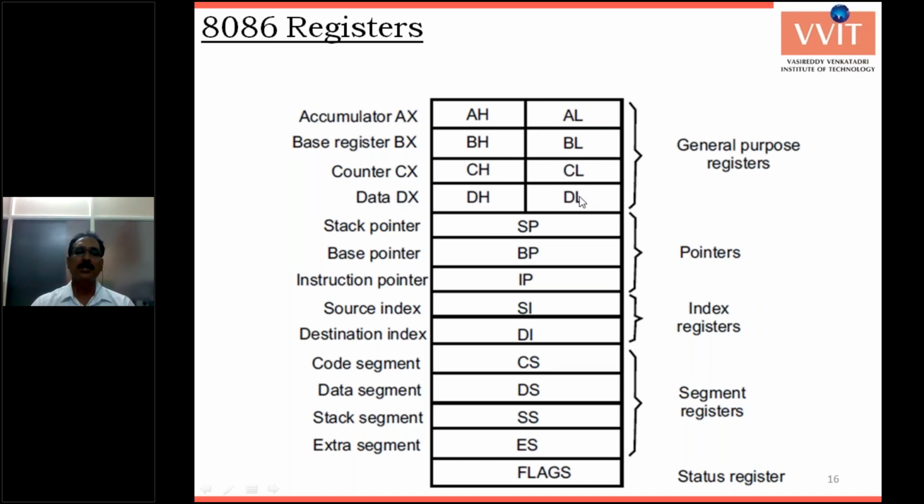The next is the data register, used for multiplication or division. If a multiplication result is more than 16 bits, the excess value is loaded into the DX. For division, 32-bit divided by 16-bit: for the 32-bit, the first 16 bits are loaded into the AX and the next 16 bits are loaded into the DX. After division, the remainder is loaded into the data register.